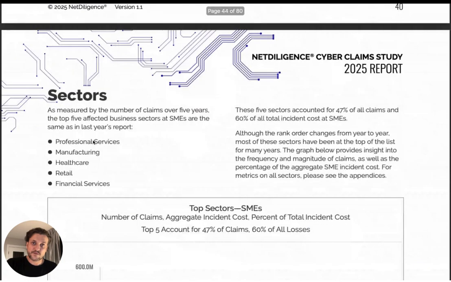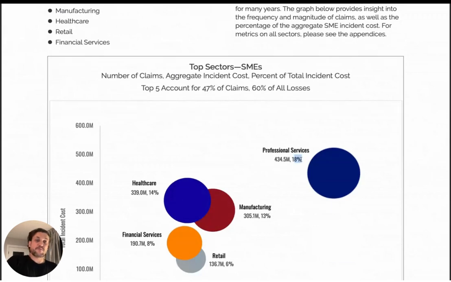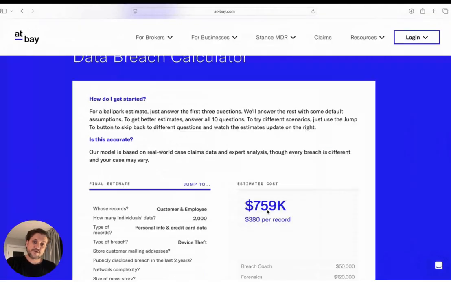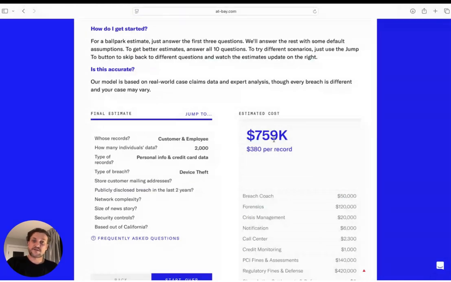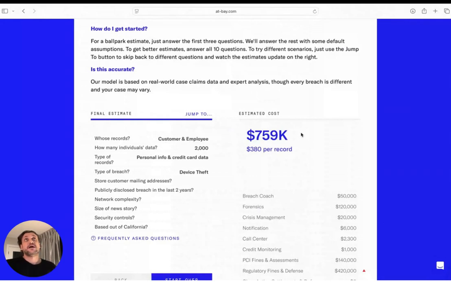So if you go to page 44, you see claims that came from different sectors. So 80% of those claims came from professional services. And over here, you have this number, right? $759,000. So $759,000 times 18% is going to be around $130,000, $140,000, around that number. That's your actual loss. That's a potential loss that can happen every year.